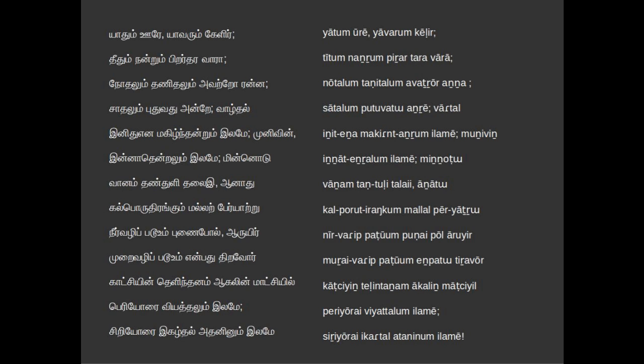Tan tuli: tan is cold, tuli is drop, talai, giving birth to or originating. So, with lightning from the sky, cold drops originate. Anadu, without completing, without coming to an end. Kal porudu: kal is rock or stone, porudu means to fight or to go and hit against it. Irangum: irangu is to make sound or noise. Mallal, strong, that which is full of strength.